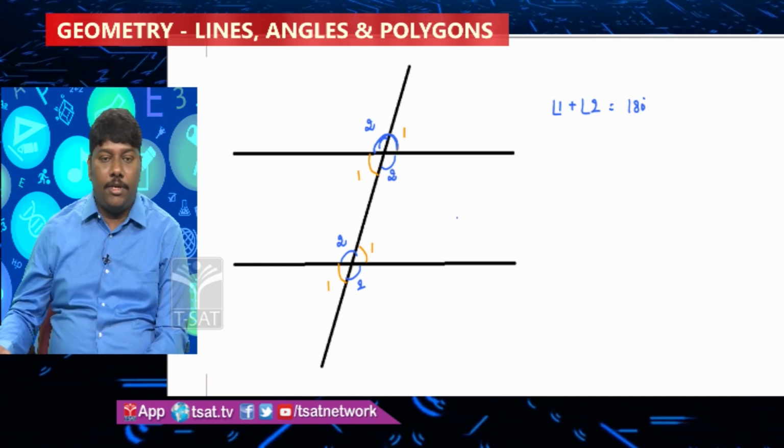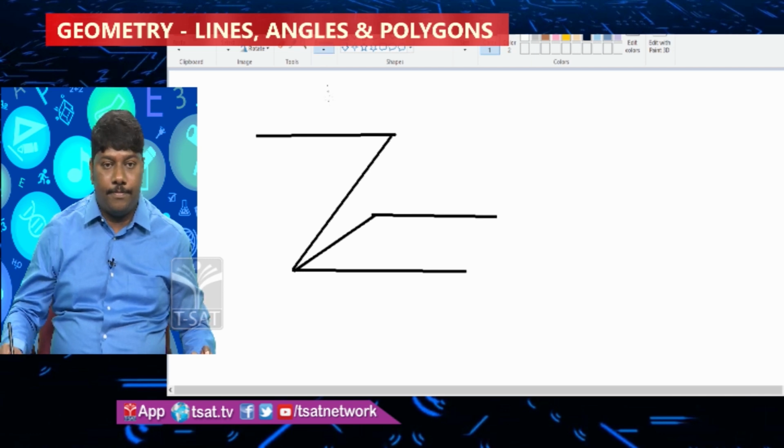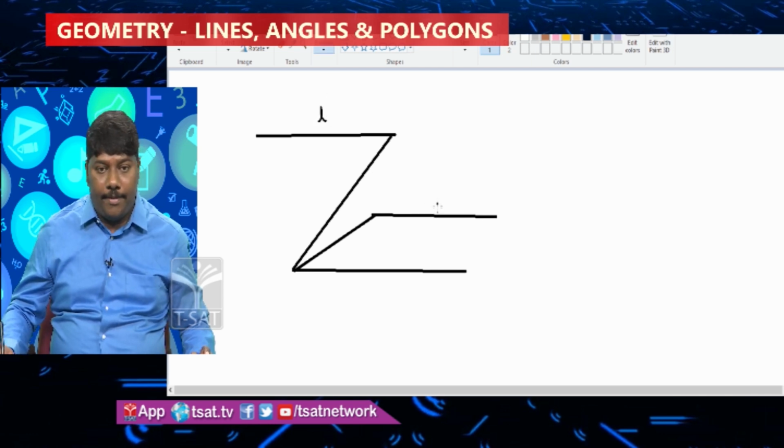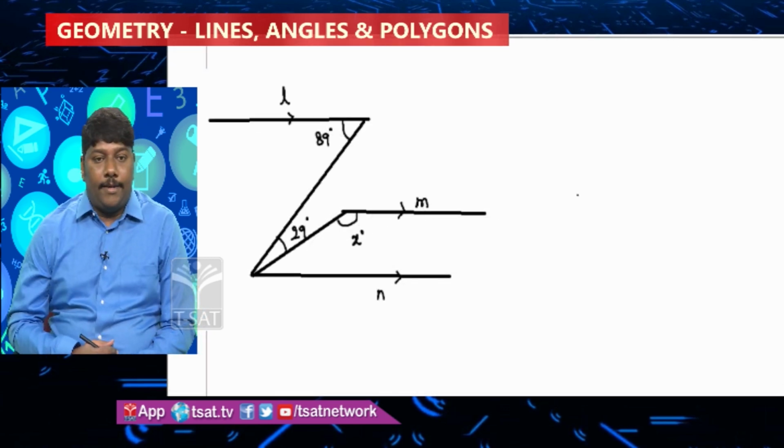There are different names so that you can identify those angles. Okay, in order to identify, I am giving different names for it. I am just taking 3 parallel lines. Take L, M, N as 3 parallel lines. If this angle is 89 degrees, this angle is 29 degrees, then what is angle X? So angle X I am looking at.